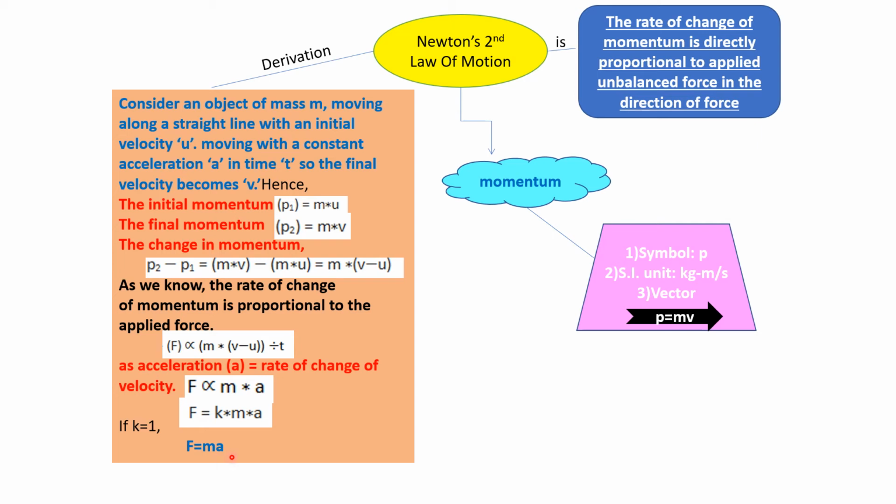F is equal to ma. Force is equal to ma, right? So this is the formula for force, which is the outcome of the second law. We've used the second law for this outcome, right? The outcome comes out that force is equal to mass into acceleration, right?